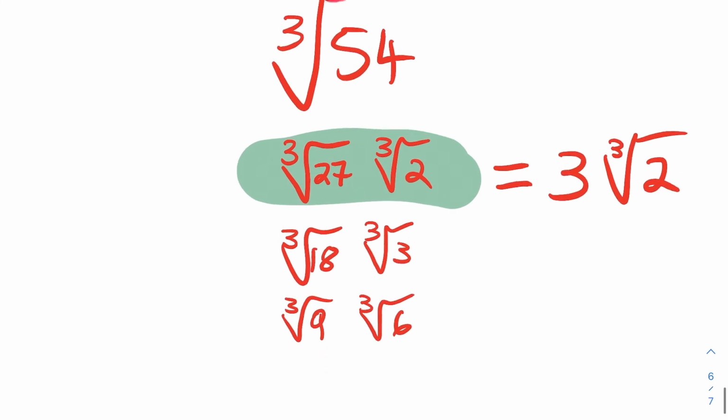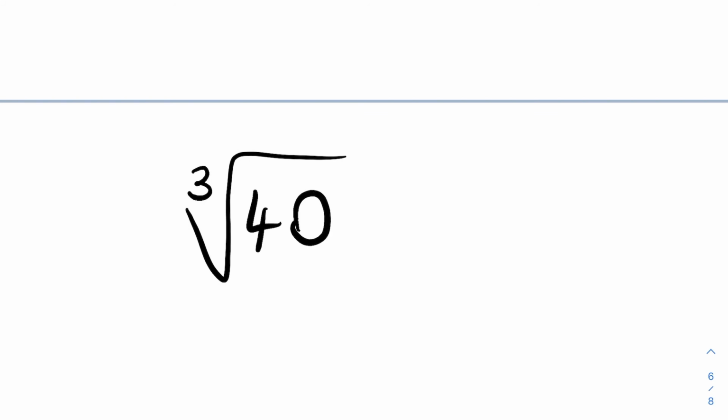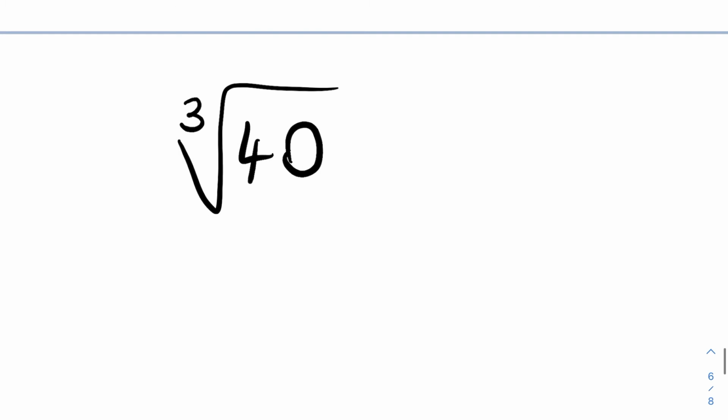Let's take a look at one more here. Let's say the cube root of 40. Alright, well, we can break this one up. There's many ways of breaking up 40 also. There's the cube root of 20 times the cube root of 2.